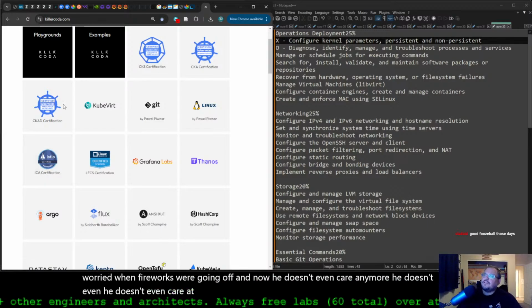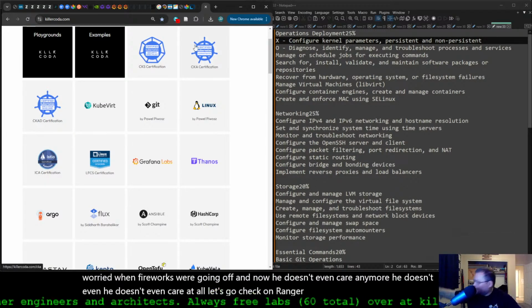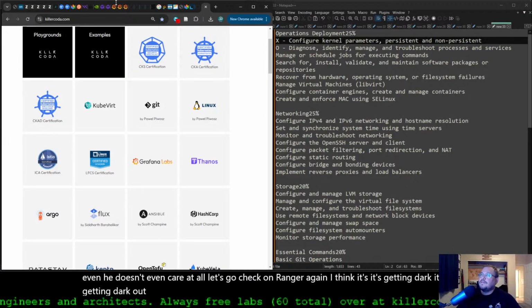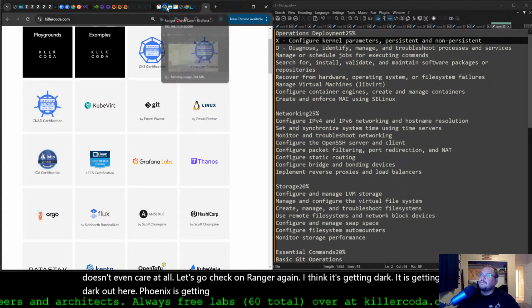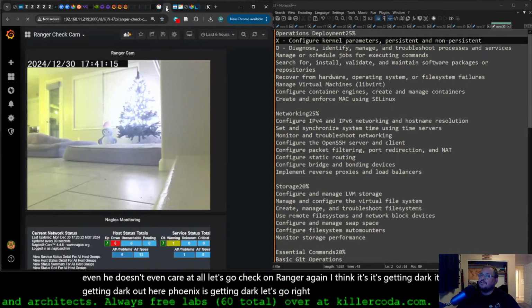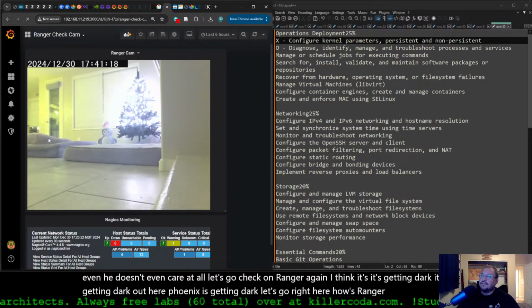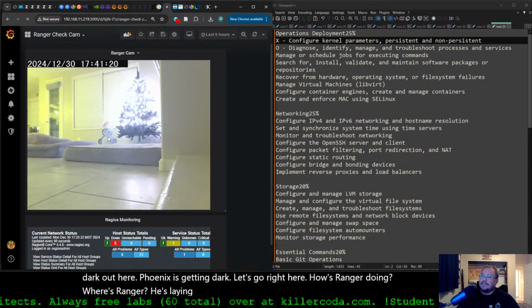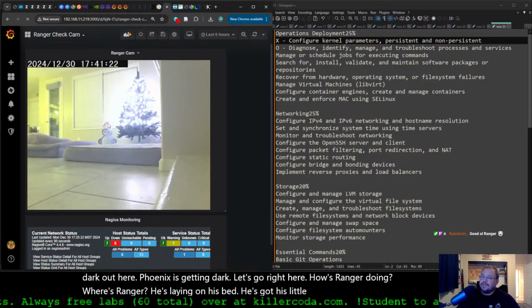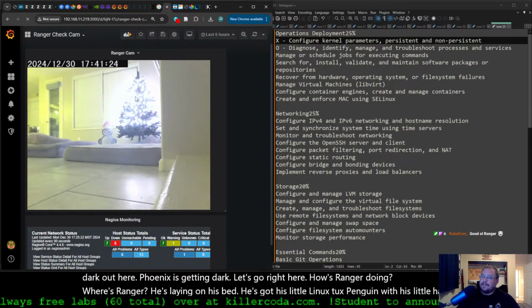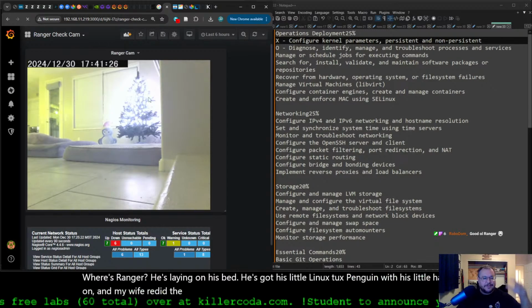Let's go check on Ranger again. I think, is it getting dark? It is getting dark out here. Phoenix is getting dark. Let's go right here. How's Ranger doing? There's Ranger. He's laying on his bed. He's got his little Linux Tux penguin with his little hat on. And my wife redid the lights so his tree doesn't look as bad as it did.